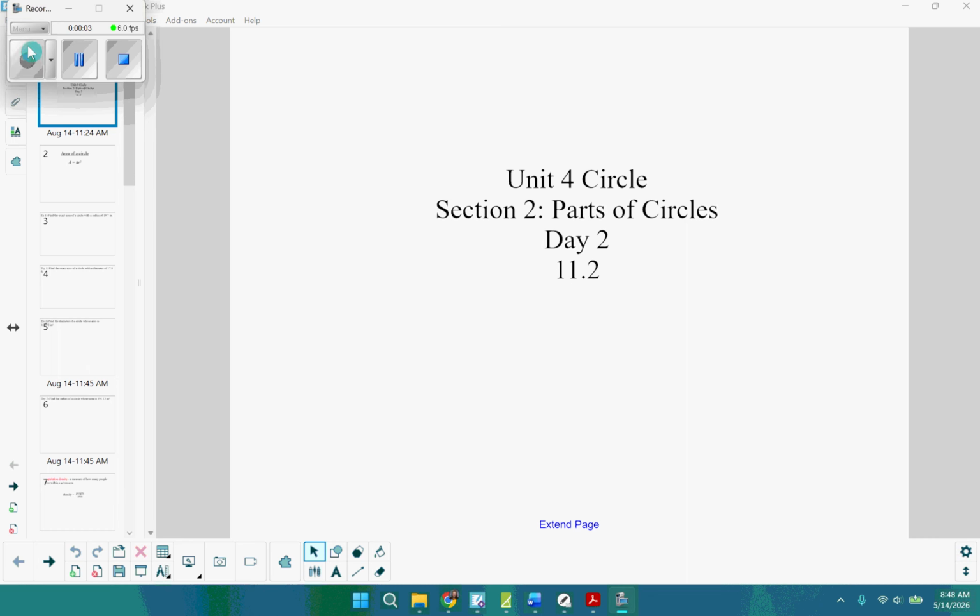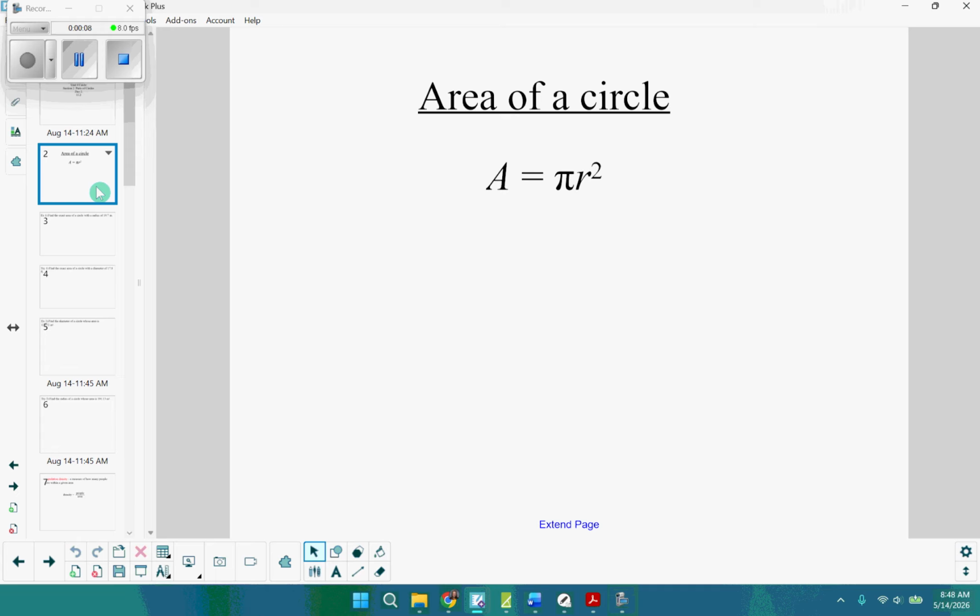This is section 11.2. We're going to be talking about areas today. So the first thing we'll talk about is area of a circle, and that formula is pi times r squared. When you're doing this, we have to square the r before we multiply by pi, and if it asks for an exact answer, that means we leave the pi in it. We would just do the r squared and attach pi to our answer.